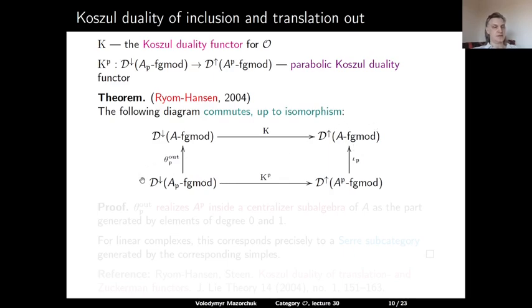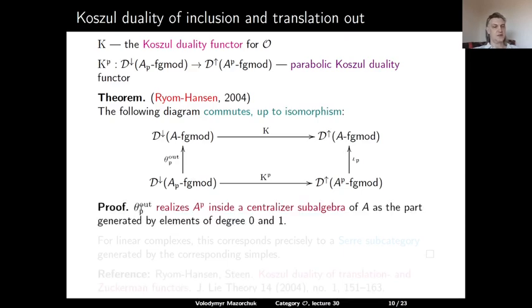Alternatively, we can start from this down arrow category for the singular block, use the parabolic Koszul duality functor to go to the up arrow category for the parabolic block, and then use the inclusion to go to the up arrow category for the regular block. The claim is that these two ways commute up to isomorphism of functors.